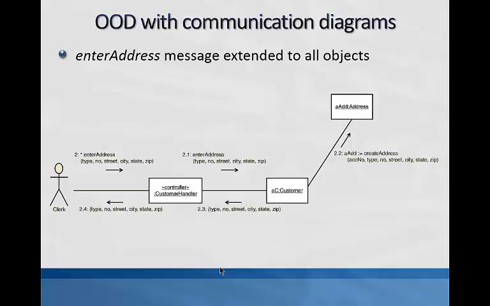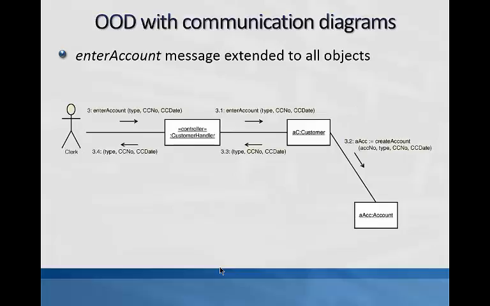In messages 2.3 and 2.4, the data within the address object is returned first to the controller and then passed all the way back to the clerk actor. As before, we may include this message here, or we may wait until we add the view layer to show this final display. Message 3 follows the same format as message 2. It comes from the controller to the customer object, which sends a create message to the account class. The newly instantiated account object returns a reference to itself to provide visibility.